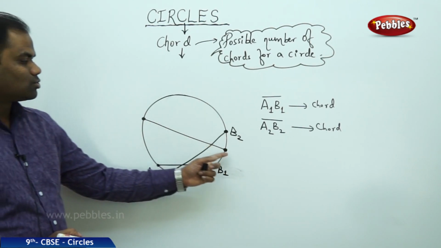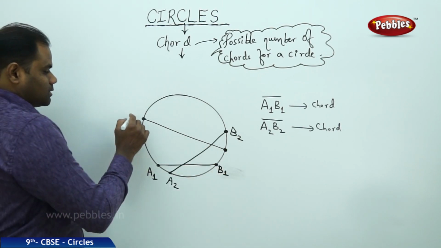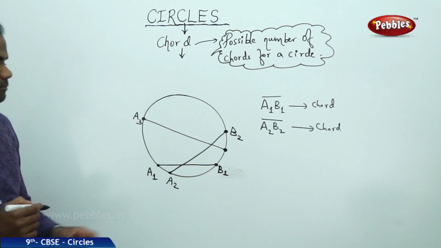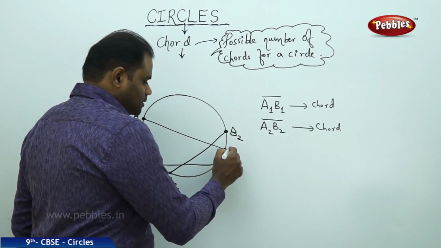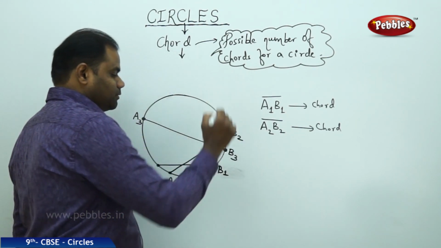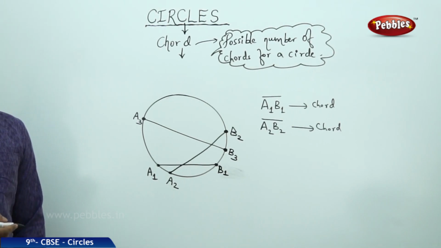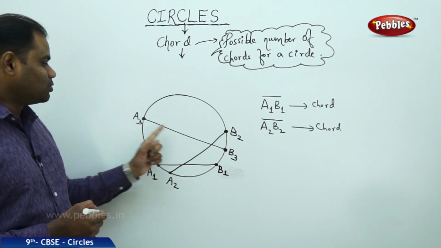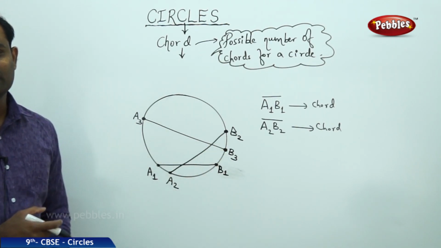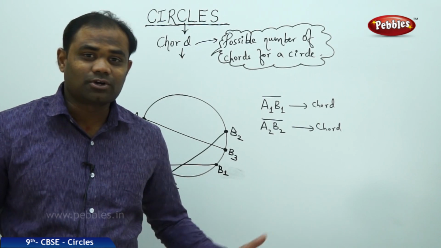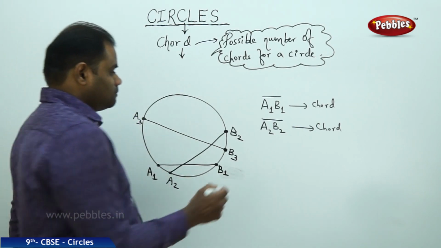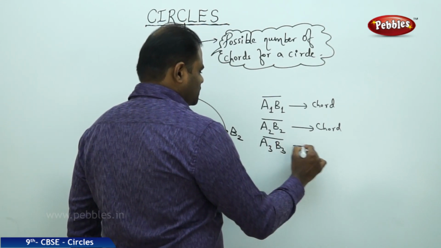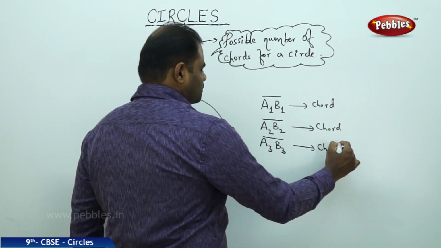So I take these two and I join so that I get this point on the circle denoted by A3 and this point on the circle denoted by B3. Now clearly this also forms a chord, because this line segment is obtained by joining two points on the circle and hence by definition is a chord. Therefore, A3 B3 is also a chord.